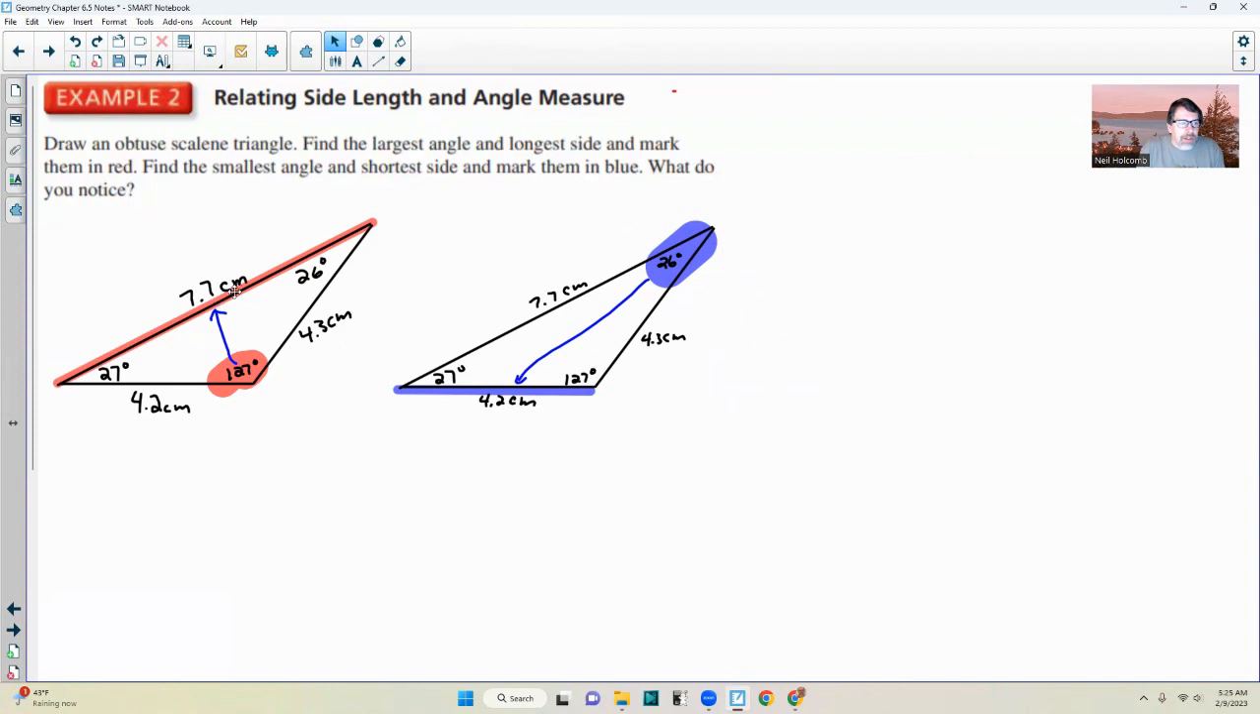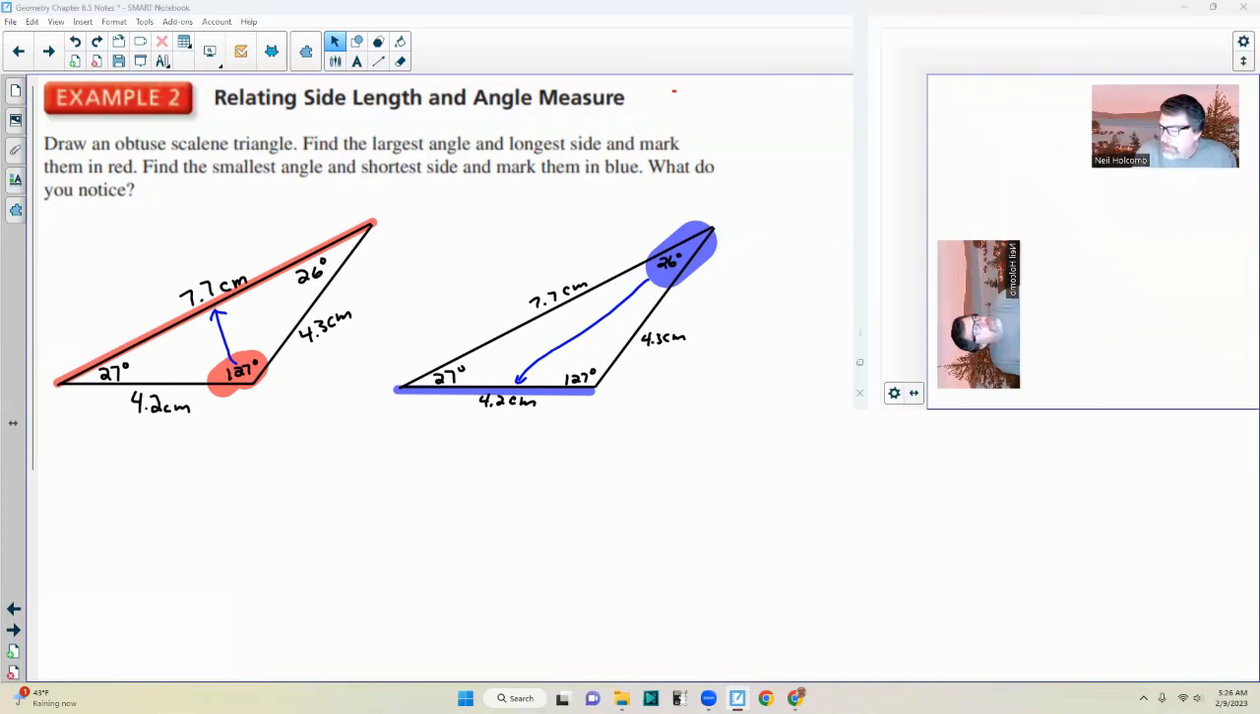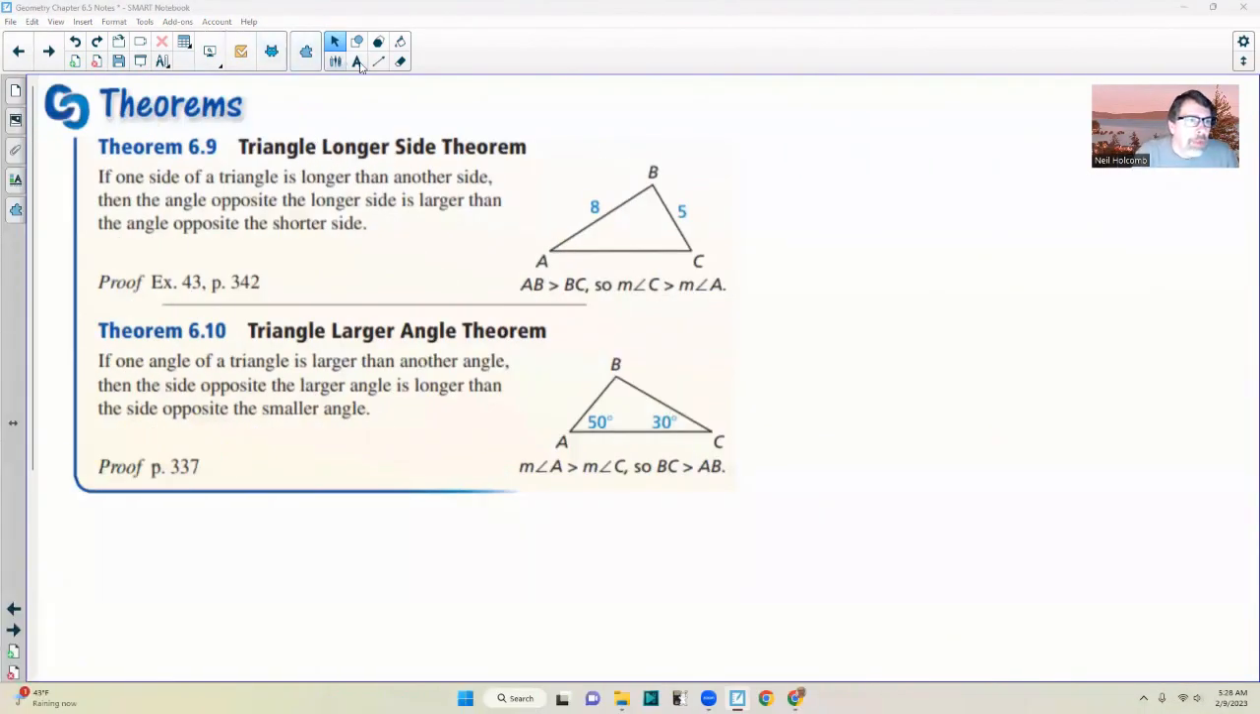The longest side's opposite the largest angle. The shortest side's opposite the shortest angle. So obviously, by elimination, the middle length is going to be opposite the middle sized angle. Okay, so before we do any examples, we're going to look at a theorem. So we're just setting ourselves up to understand what's going on with side lengths and angle measures.